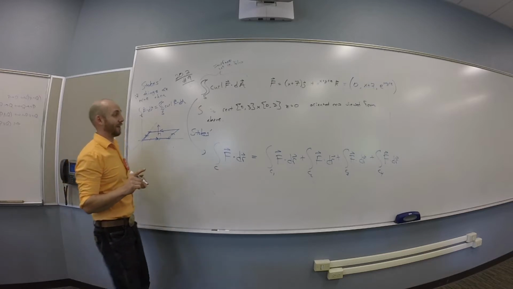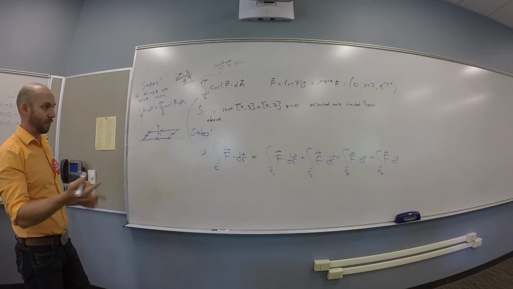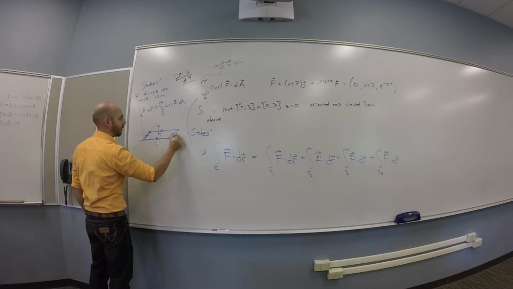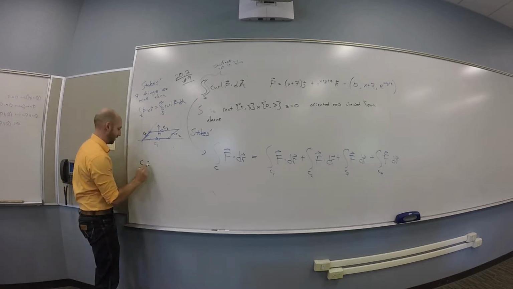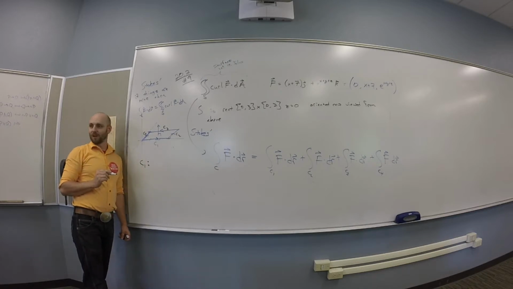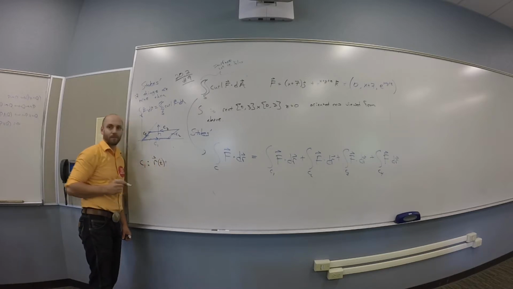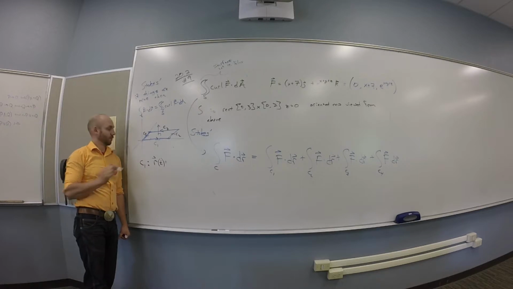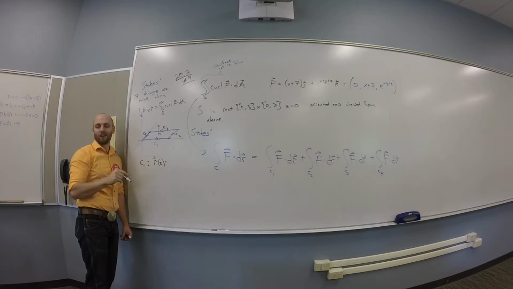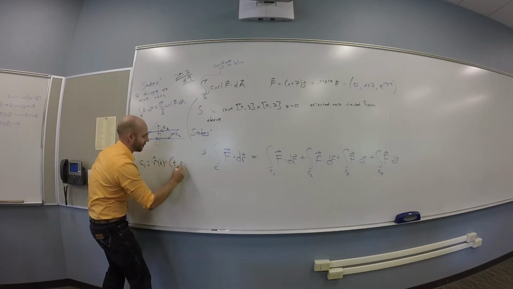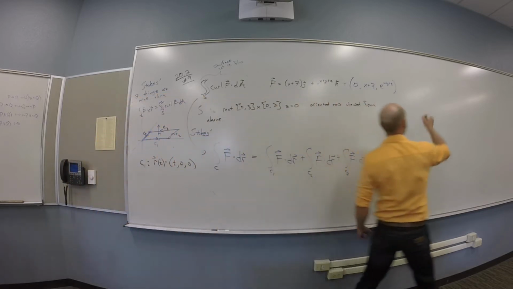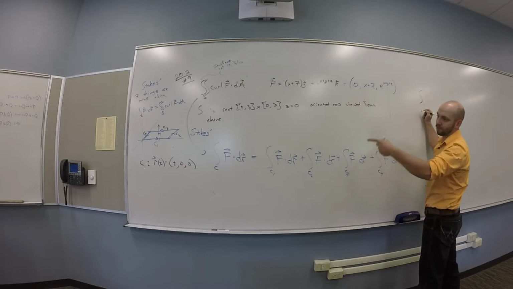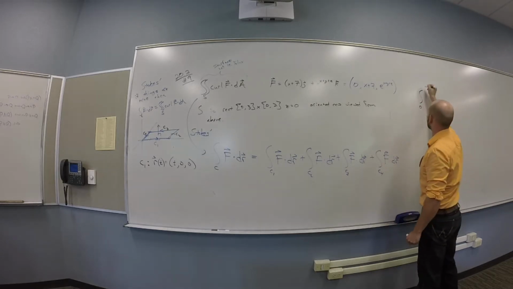Okay, now I need to parameterize. So I'm going to call these C1, C2, C3, C4. So C1, what's your parameterization for C1? I'm looking for an r of t. What's changing on C1? Is it just t, 0, 0? Yeah, t, comma, 0, comma, 0. You all with that? Good to go? Okay, so let's do that integral quick, and then I think we'll pretty quickly see how these go. So where do my times range? From 0 to 3.